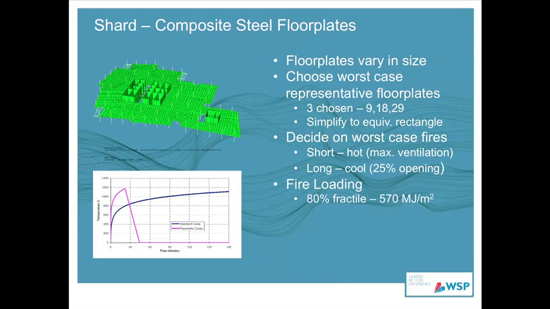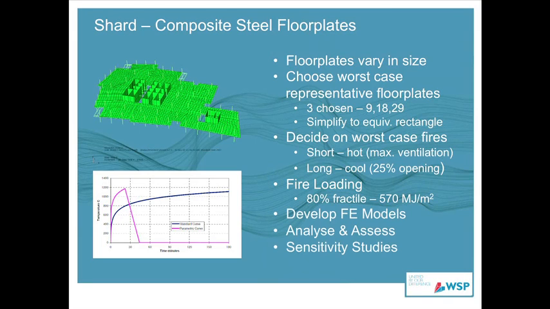In terms of fire loading, that's codified, and an 80% fractile loading of 570 megajoules per metre squared is recommended in the code. But we also assessed sensitivities to a 95% fractile loading, just to make sure we don't have any cliff edge events in terms of performance under more severe fire. Then we would develop the FE models, analyse and assess, and carry out more sensitivity studies on the assumptions we've made within the modelling process.